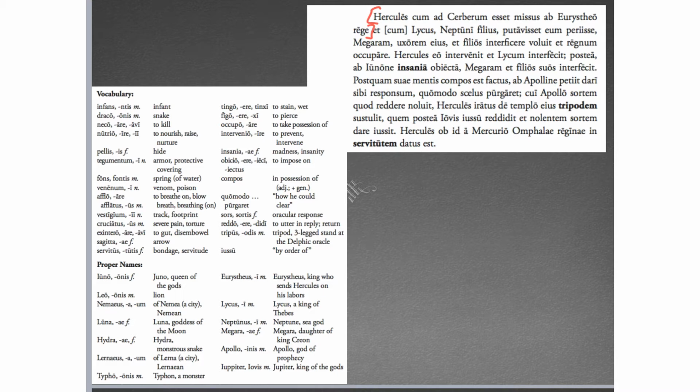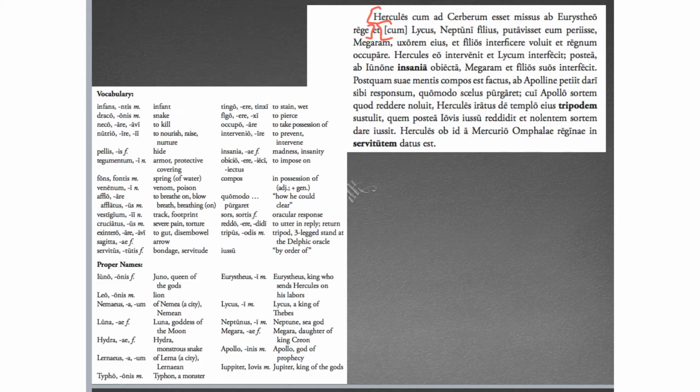So when Hercules, cum Hercules, had been sent to Cerberus, the three-headed dog in the underworld, by King Eurystheus. So when Hercules had been sent to Cerberus by King Eurystheus. Now, the cum in brackets means that we're starting another cum clause. And when... And when, at cum Lycus. Now Lycus is the son of Neptune. So, and when Lycus, the son of Neptune, had thought, putavisse.